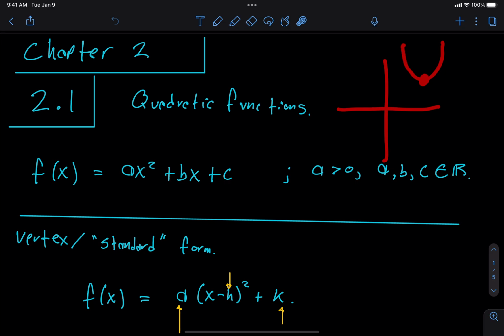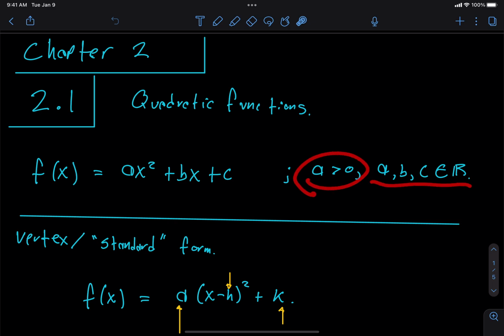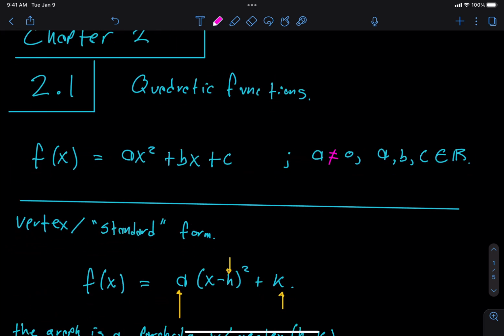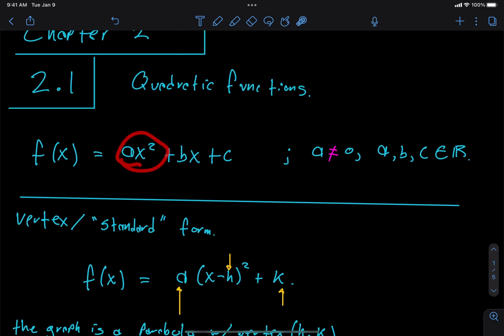What we really need to know is the number a, so that we know how stretched it is. And also we need to know where the vertex is, which we call the point h comma k. So that's what we're going to go for next. Quadratic functions have this general form: ax squared plus bx plus c, where a, b, and c are real numbers. And a should not be equal to 0, because if a is 0, then this whole term goes away, and the rest of this function would be not quadratic, but linear.